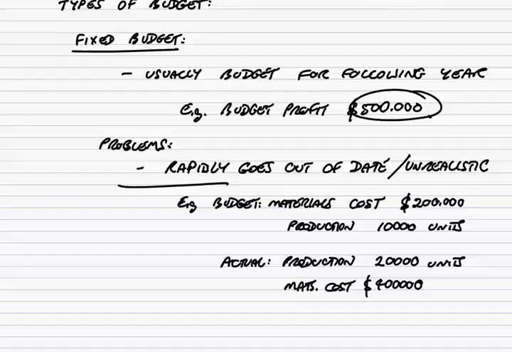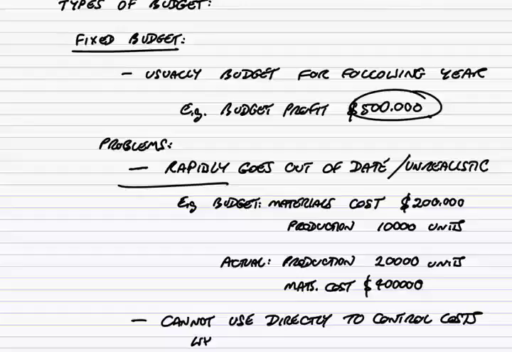All right, if he spent 500,000, then something's gone wrong and we need to know. If he's only spent 300,000, he's actually done very well, even though it was more than the original budget. And so there's a second problem: you cannot use it directly for control, to control costs which vary with the level of production.